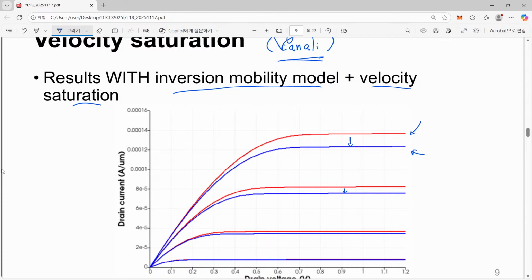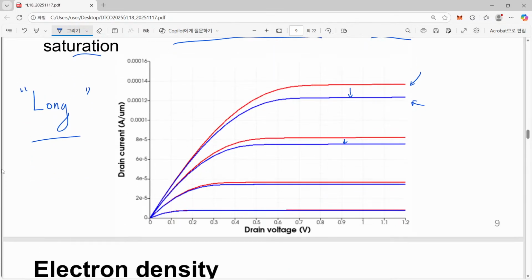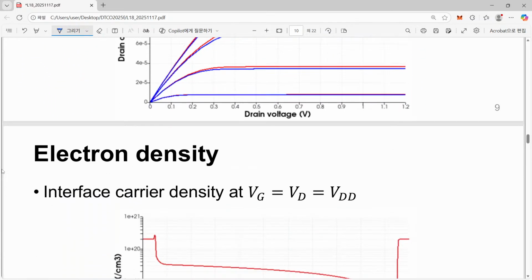Why? Only because this device is a long channel device. In the case of a long channel device, this velocity saturation effect is actually not that important, but we will see that this is not the case for a short channel device.